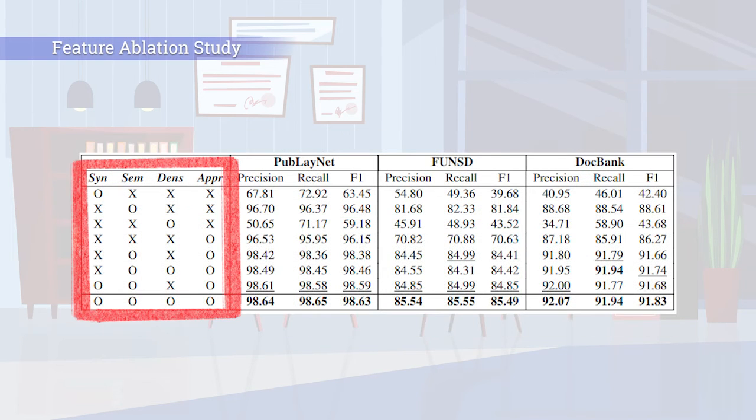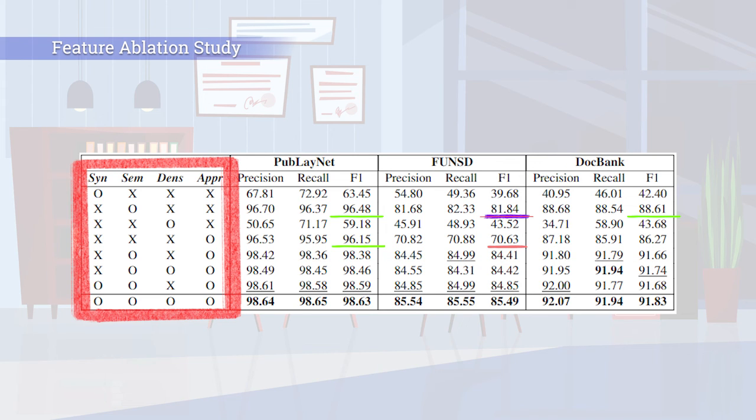To inspect the effectiveness of each aspect feature used in Doc-GCN, we further compare the performances by applying different combinations of aspect features. Using only semantic or appearance features already resulted in around 96% and 88% in F1, on PubLayNet and DocBank respectively. For FUNSD, using only appearance features results in 70.63% in F1, and using only semantic features is around 10% higher. The combination of semantic and appearance features improves the F1 for all 3 datasets.